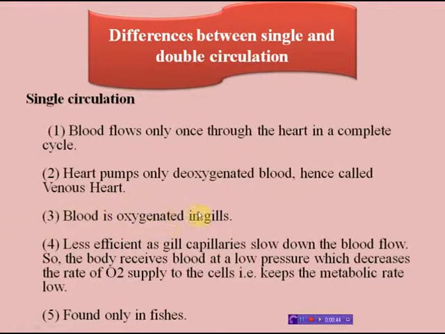Blood is oxygenated in gills. In fish, blood is oxygenated in gills. And single circulation is less efficient as gill capillaries slow down the blood flow. So, the body receives blood at a low pressure, which decreases the rate of oxygen supply to the cells, that is, keeps the basal metabolic rate low. And this type of single circulation is found only in fishes.